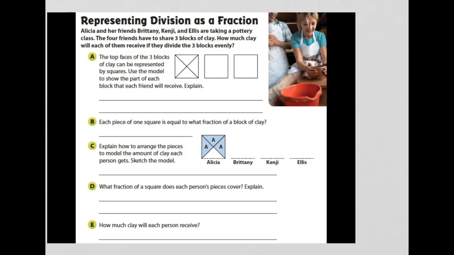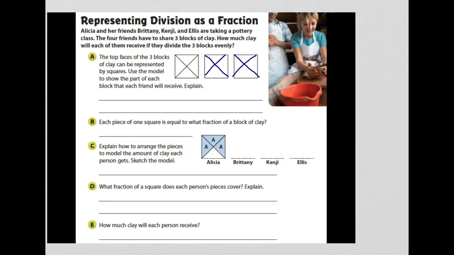Part A. The top faces of the 3 blocks of clay can be represented by squares. Use the model to show the part of each block that each friend will receive. Explain. Looking at the model, there's 3 blocks of clay, and there's 4 friends that need to divide it evenly. The first one's been done for us, so we're going to go ahead and do the second one, and also the third one.